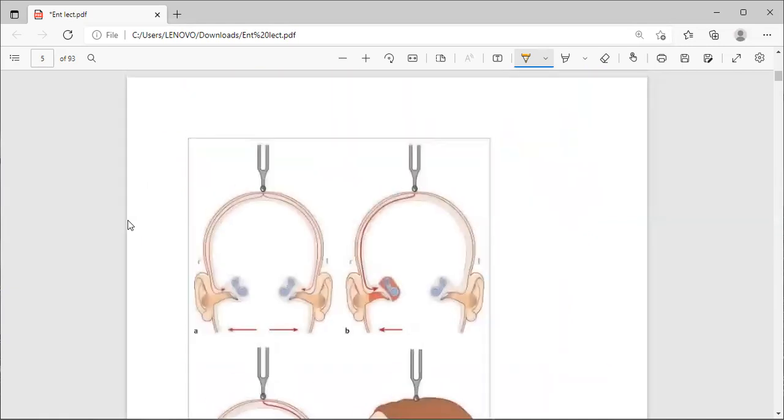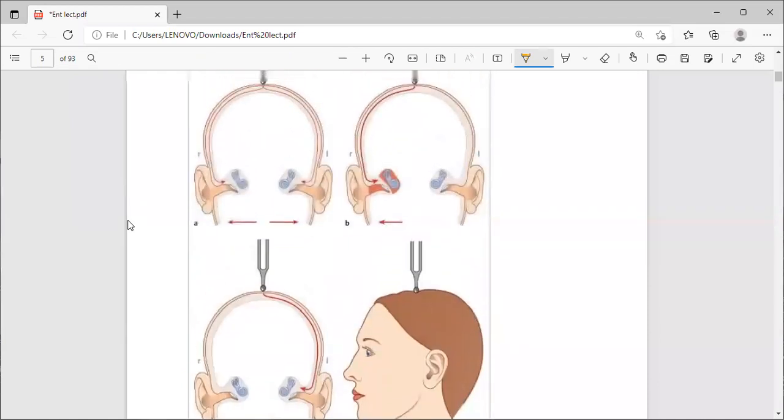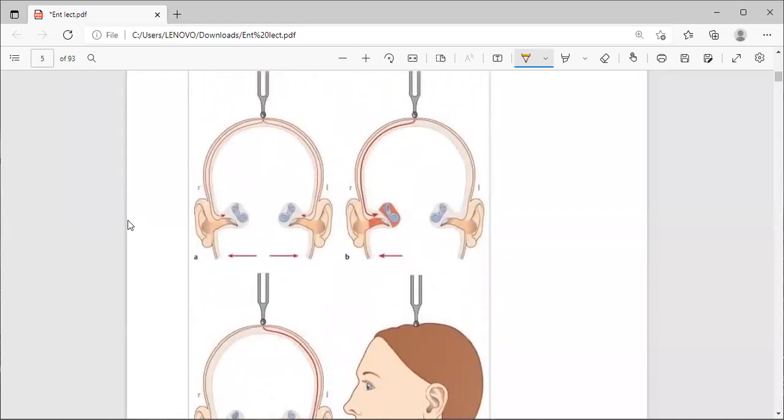I think you people are confused. Okay, let's see this test, now I will explain it. So when you do the Weber test, now this is normal. If the patient tells you that both sounds are perceived equal in amount, both are normal, there will be no lateralization.